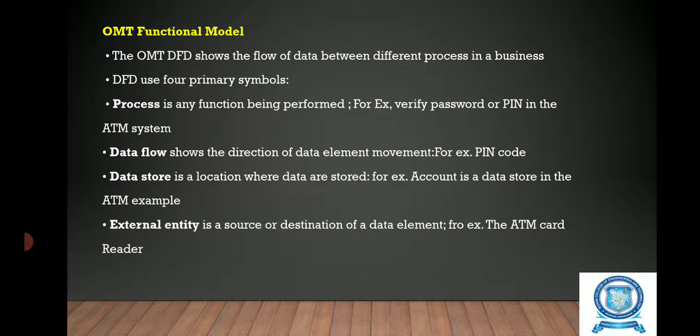The data flow shows the direction of data element movement, for example, the PIN code. So that is how the data flows. The data store is a location where data is stored. For example, the account is a data store in the ATM example. Consider the external entity, which is a source or destination of a data element, for example, the ATM card reader.